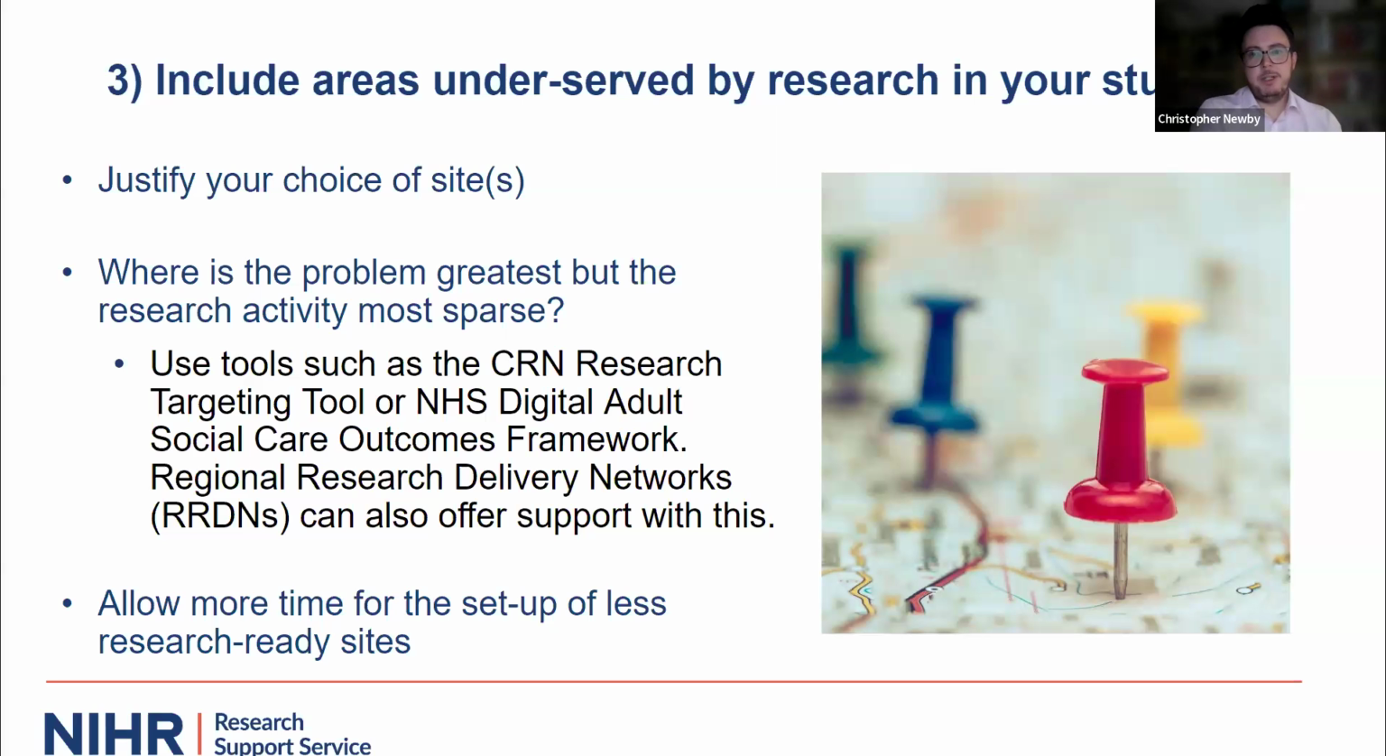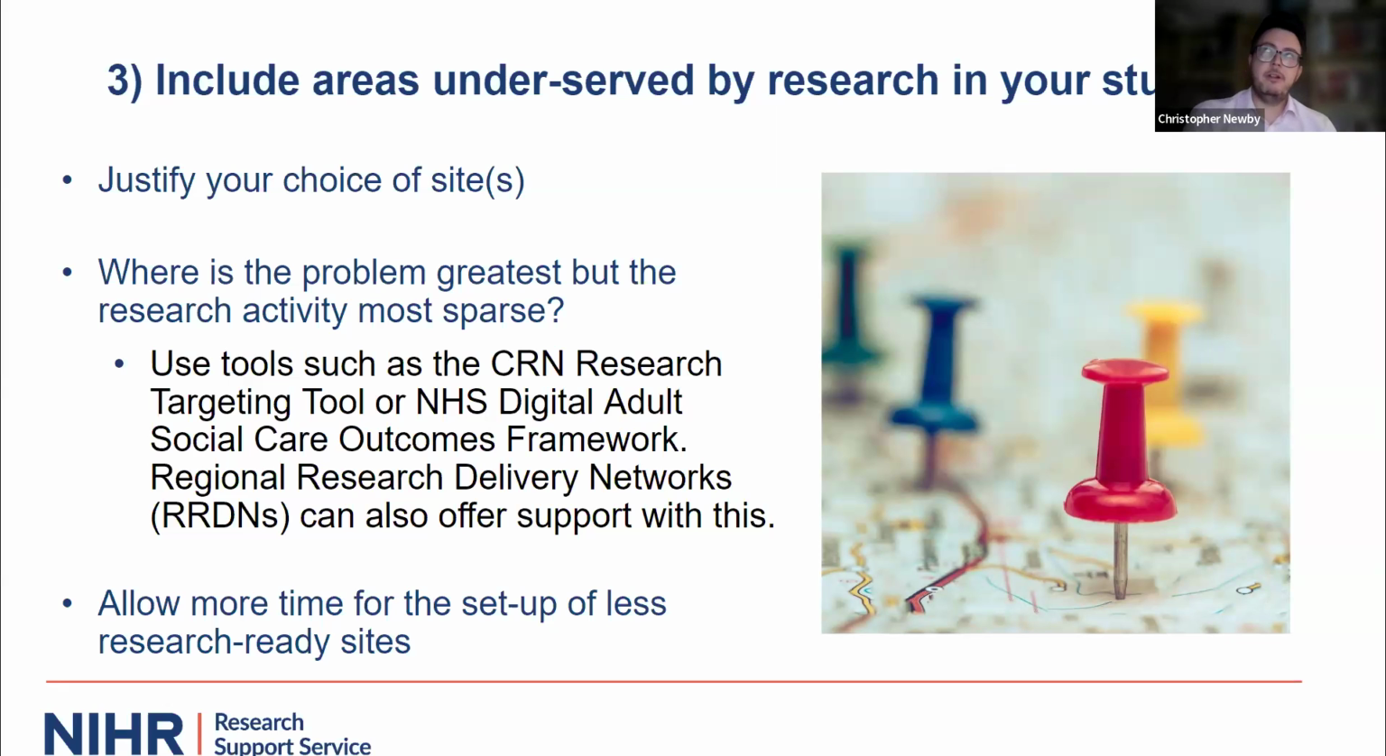So yeah, how would we do that? Well, we can include areas underserved by research, and here we're talking more about sites. So often we see that people want to do the sites in hospitals and with good transport links, because as researchers, a lot of us work in hospitals or universities, and the research is easier to do there. It's never easy to do research, but it's easier to do it there than other places.